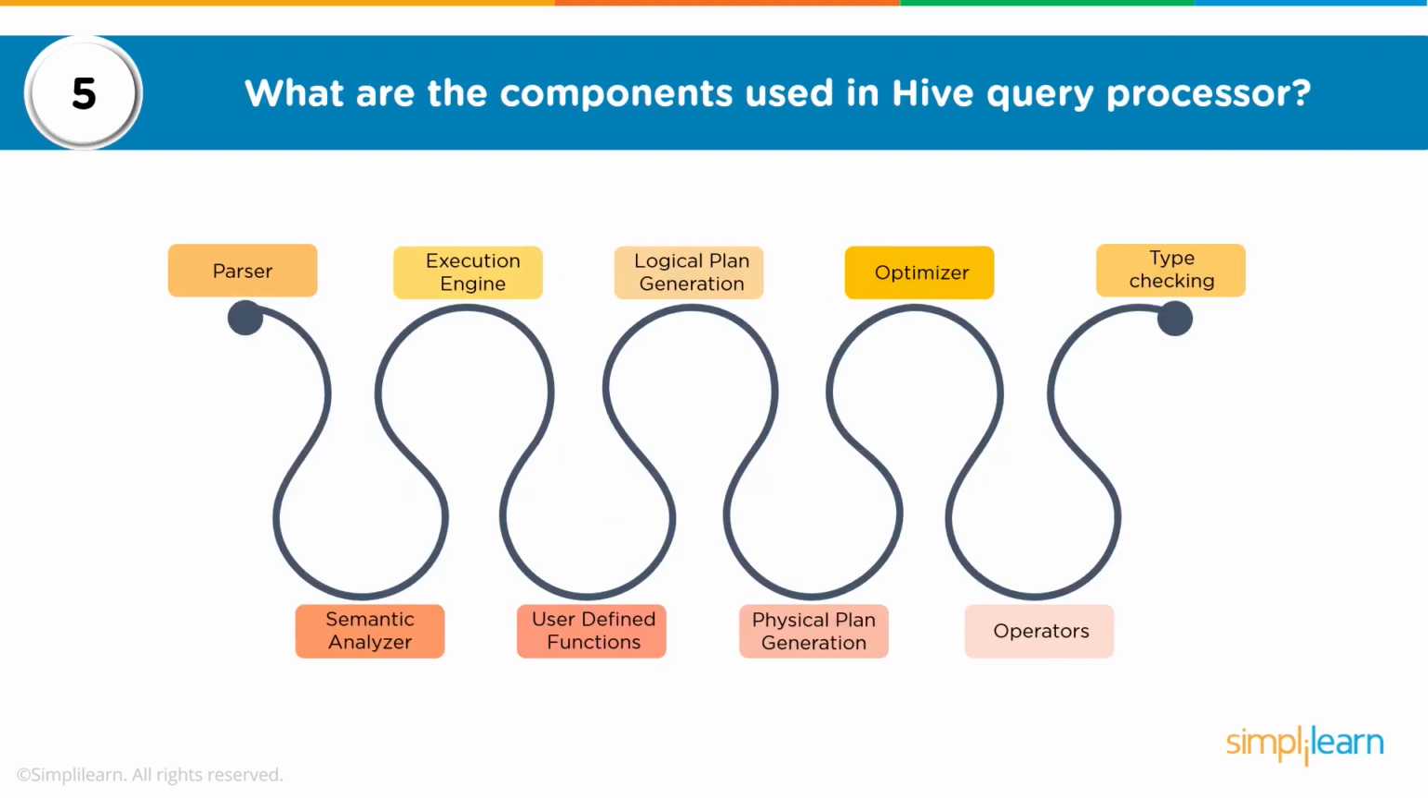Now, if somebody asks, what are the components used in the Hive query processor? Usually the main components are your parser, your execution engine, logical plan generation, optimizer, and type checking.